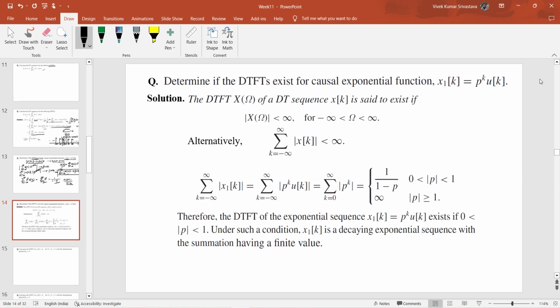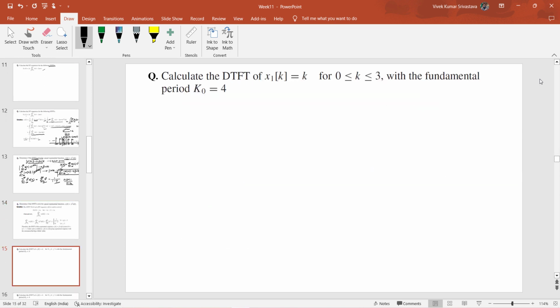So now moving ahead. The next problem is to calculate the DTFT of x1 of k equal to k, where k varies from 0 to 3, with a fundamental period of k equal to 4. Okay, so like here, as I said in the previous problem, the discrete time Fourier transform is defined for both periodic as well as non-periodic signals.